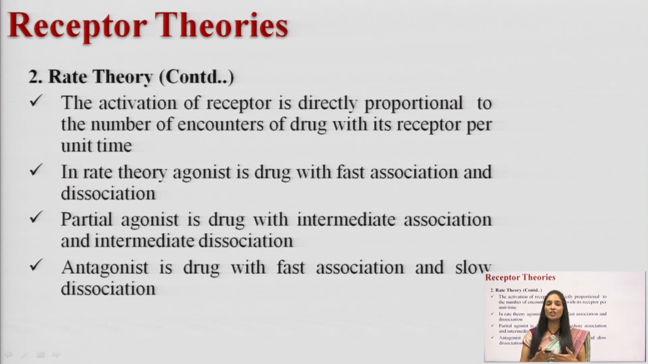And what about the partial agonist drug? When you administer the partial agonist drug to the particular receptor, partial association and partial dissociation can be observed. And when you administer the antagonist drug, when it binds to the receptor, the association is fast, but the dissociation will be slow. So, for an agonist, the association and dissociation both are fast, and in case of antagonist, association is fast, but not dissociation.